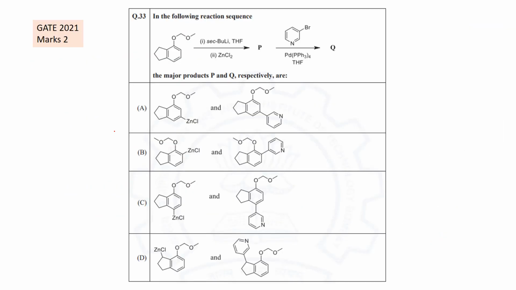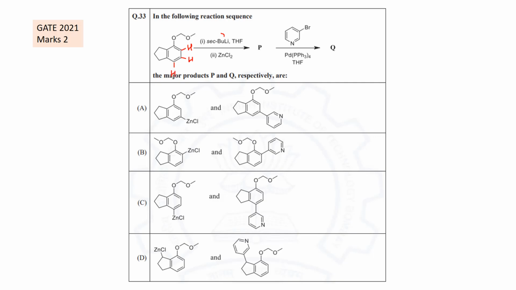There is one question from a previous year. This is on Negishi coupling. So let's try to solve this. In this reaction, what will be P and Q? In the first step, if you add butyl lithium, it will take a proton. Now the probability is it will take an aromatic proton. There are three types of aromatic proton: ortho, meta and para. Which proton will be taken up?